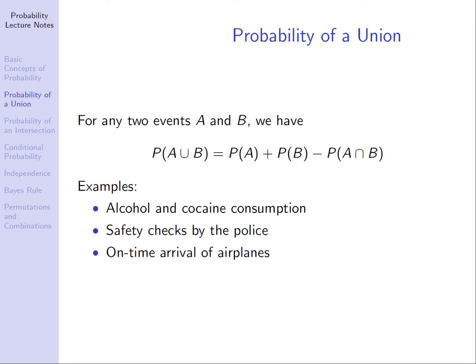Now, the next concept we are going to look at is called the probability of a union. And to understand the concept, it is easiest to illustrate it with a Venn diagram. We are also going to work through a couple of examples that involves alcohol and cocaine consumption, random safety checks by the police, as well as on-time arrival of airplanes.